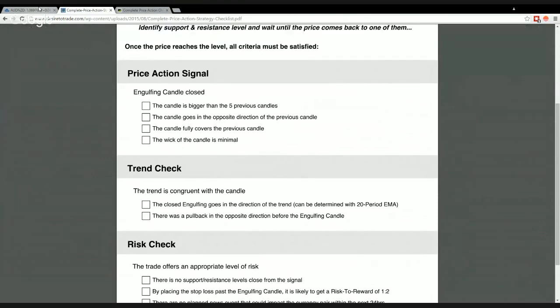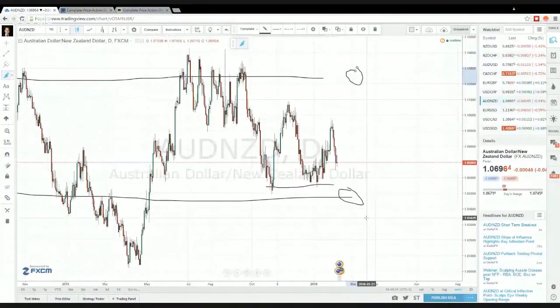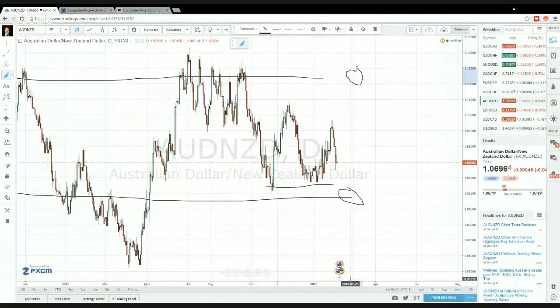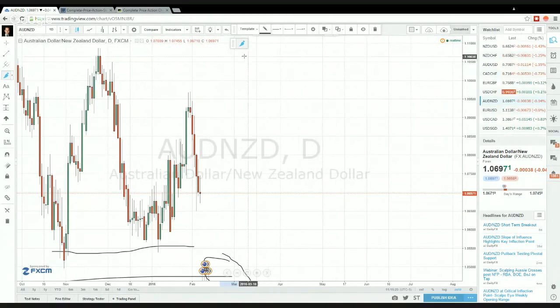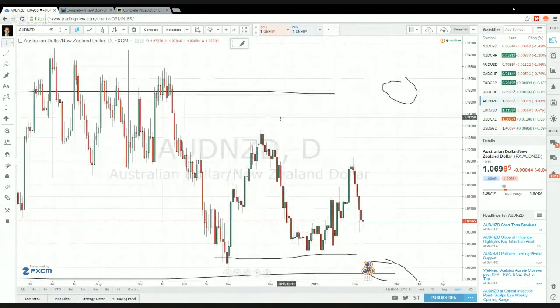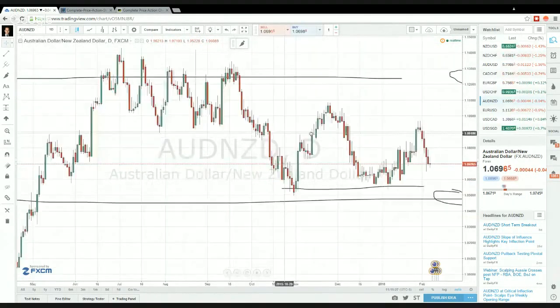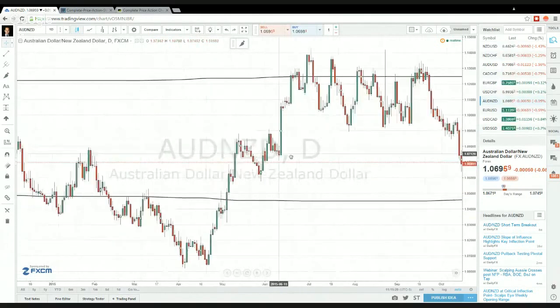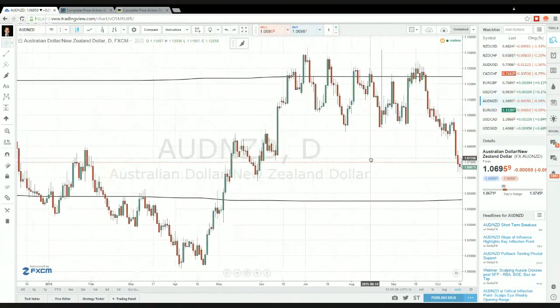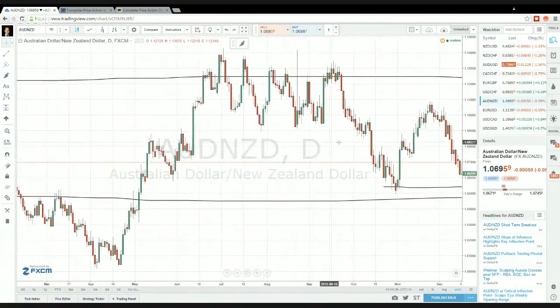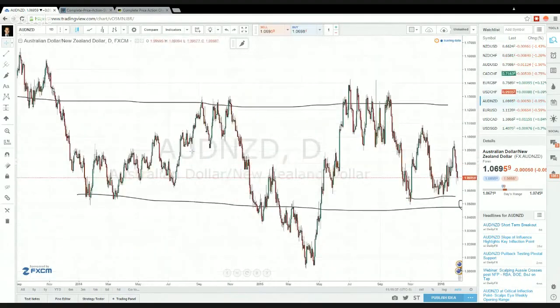Now, we want to be looking for enough evidence, as I said. So enough evidence means some sort of engulfing candle. I'm just looking to see if we had some here in the past, just to show you. Now we didn't have much. Okay, so we didn't have much engulfing candle here in the past, except if we count those between the zones.